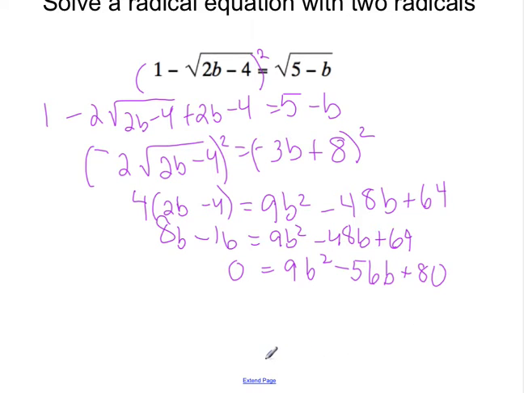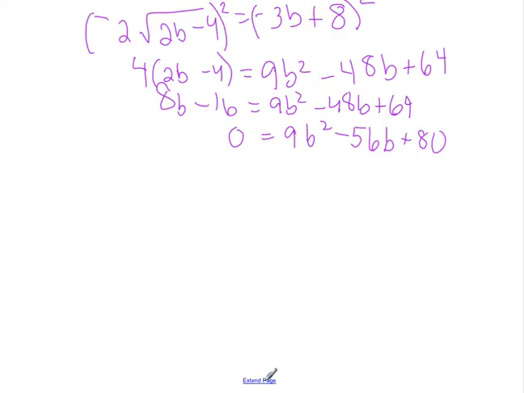And I sat before I made this video and I figured out what two numbers multiply to 9 times 80, but add to negative 56b. And those have to be negative 20 and negative 36. If you don't believe me, give it a try. It took me a while.